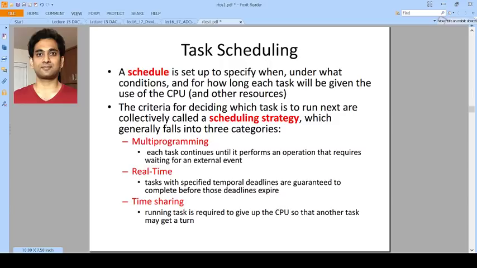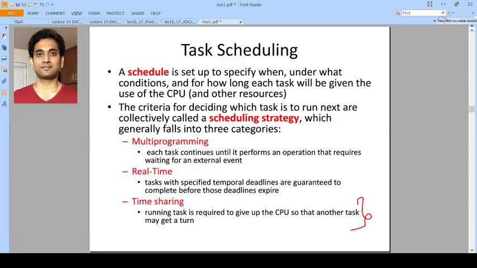Okay, so the main consideration in a multiprogramming system is that the task should have access to the processor as long as it needs the processor, as long as it is not waiting for something else. That is the criteria. In a real-time task scheduling scheme, the main criteria is that we want to meet specific deadlines. If a task has a really close deadline, it is more likely that this task will have access to the processor. And then in a time-sharing scheme, the running task is required to give up the CPU after a specific amount of time.